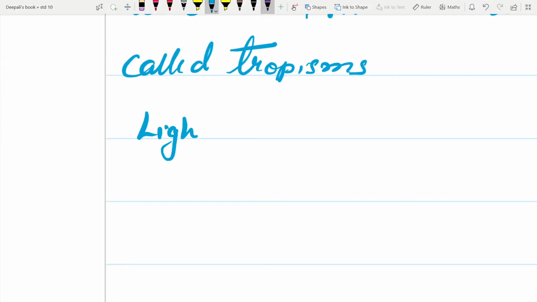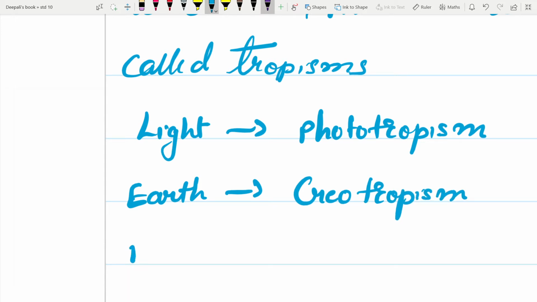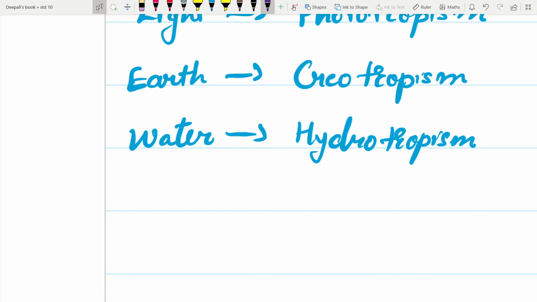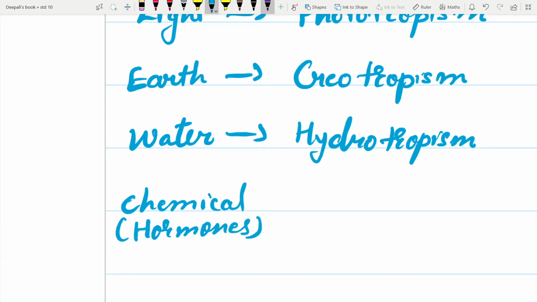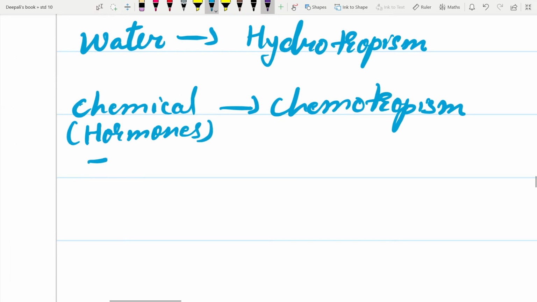If light is the factor, it is called phototropism. If earth is the stimulus, it is called geotropism. If water, hydrotropism. If chemicals or hormones, then chemotropism. And if touch, then thigmotropism.